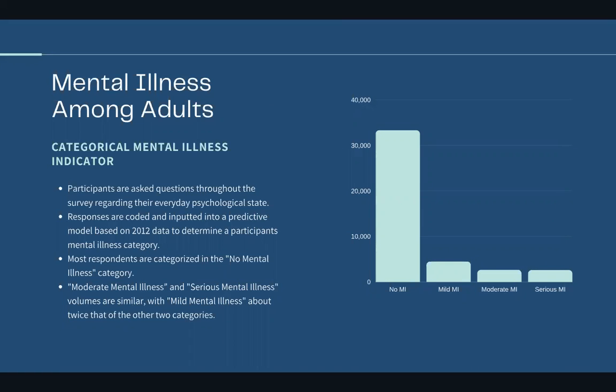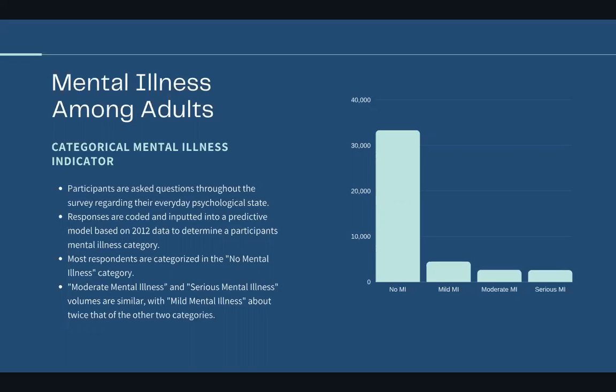Mental illness among adults. NSDUH uses a categorical mental health indicator to score participants' mental health status. This is determined by asking the participant a series of questions regarding their state of mind, such as whether or not they have felt down, depressed, helpless, or suicidal. The responses are coded and ran through a predictive model based on 2012 data to determine what mental health category the participant should be placed into.